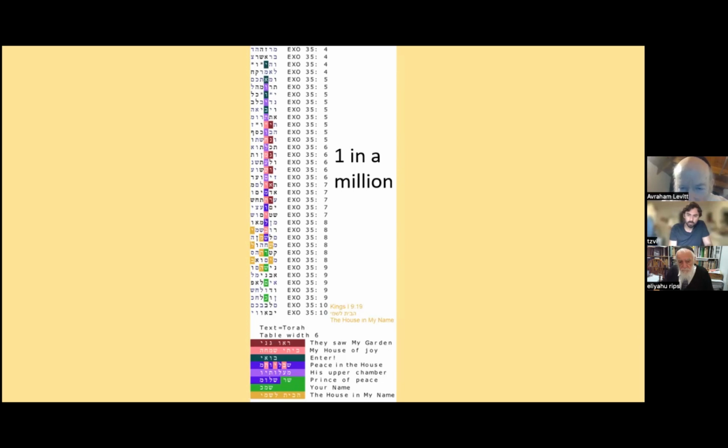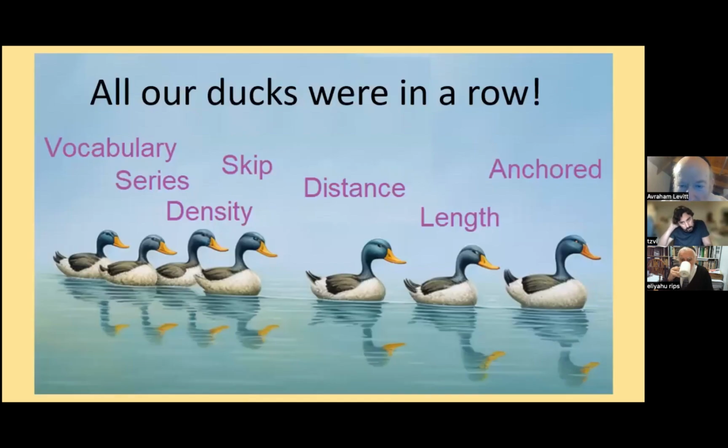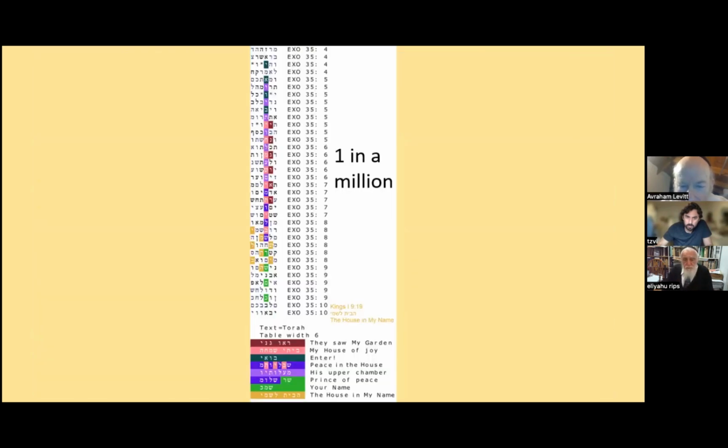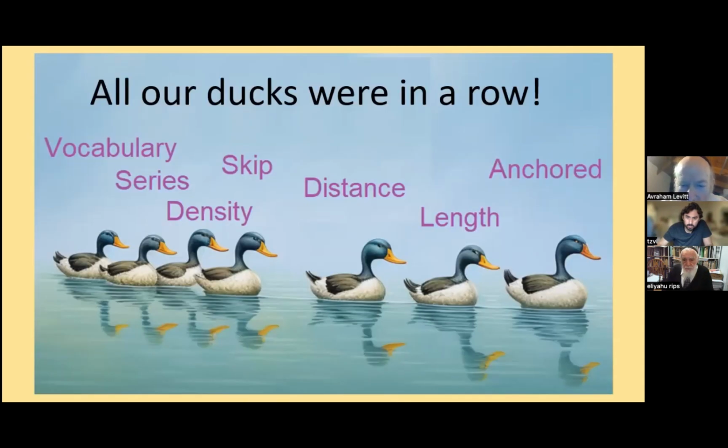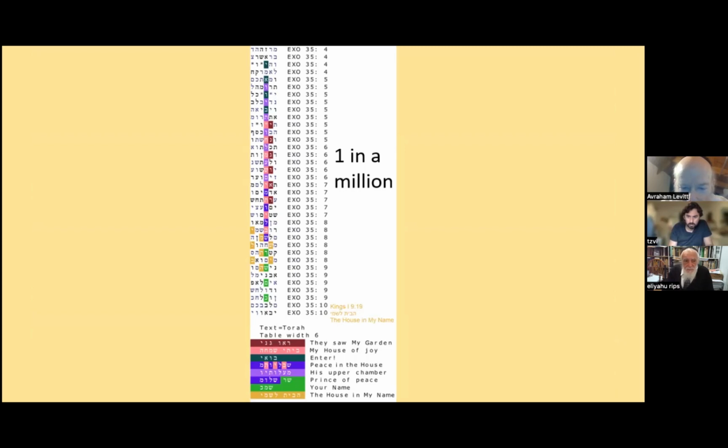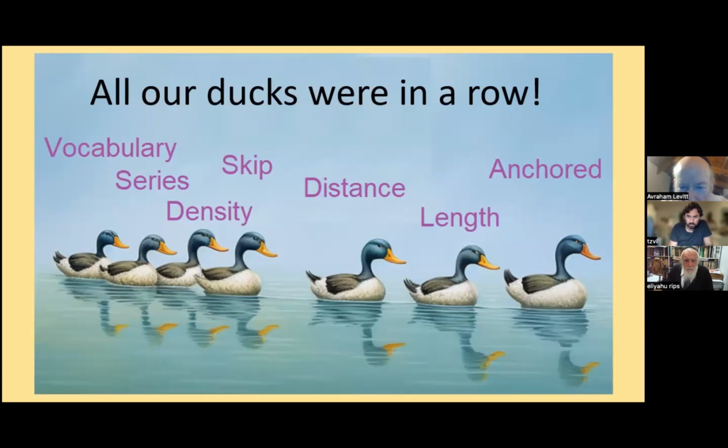So as an extremely conservative number, I'm putting 1 in a million. But it's one of the best codes for some time now, because everything that we were looking for is in this code. It has the anchoring from the 3 verses in Tanakh. It has the length of the phrases. It has the close distance and the density, and the skip is only 6. And some of the ideas are in a series of other codes, and the vocabulary is coming from Tanakh in large part. So it's checking all the boxes. All the ducks are in a row in this one. It's one of the best.